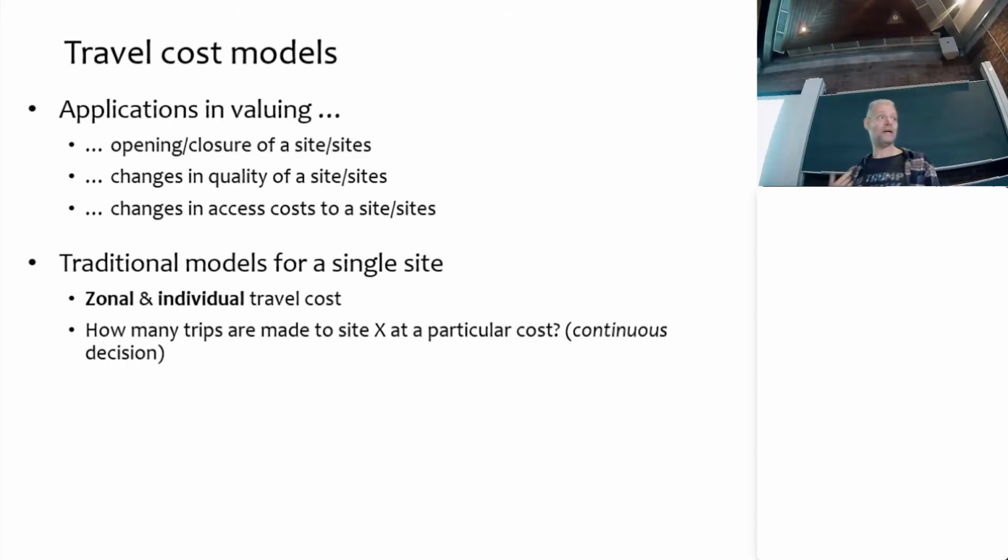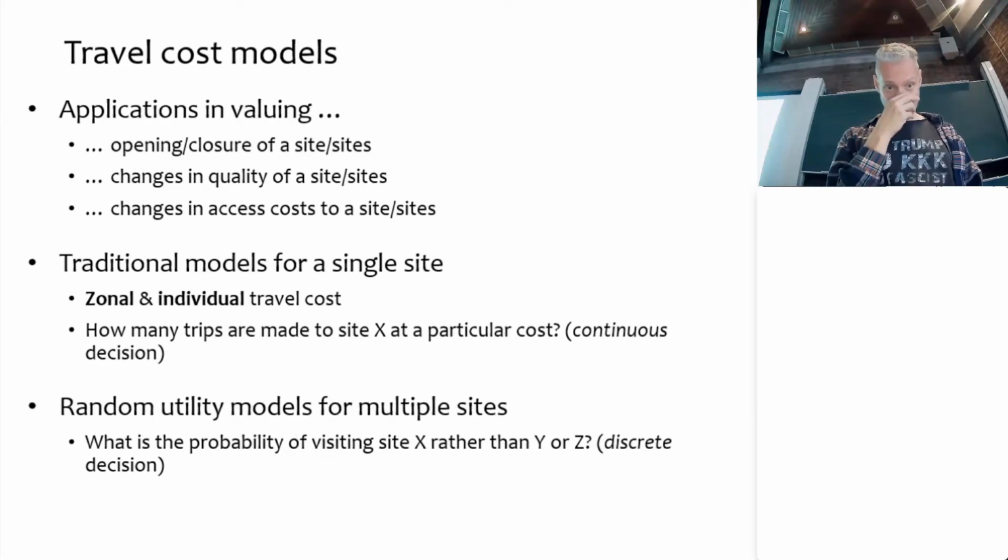And you can do this in two ways. Hotelling suggested a zonal method, but you can also look at individual visits. I'm going to talk about both of them. And you can do this for single sites, but you can also do it for multiple sites, where the single site has an immediate problem, right? I talked about Stenmer Park and about Preston Park.